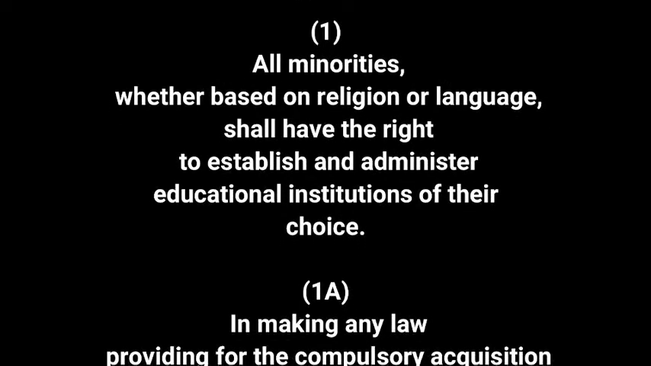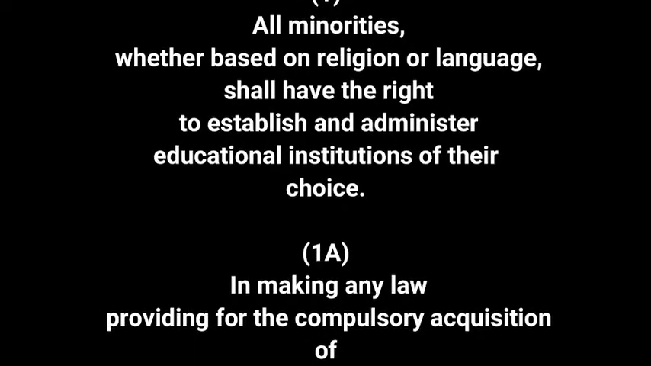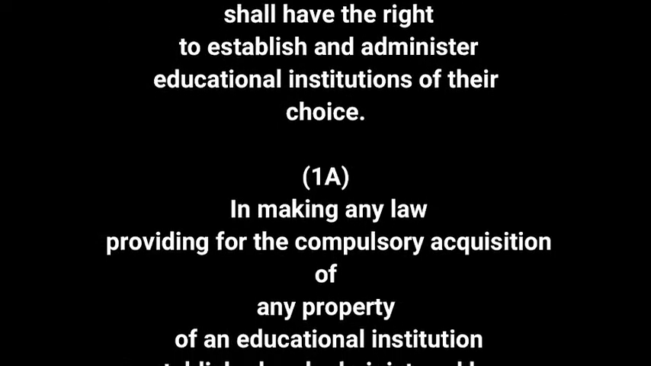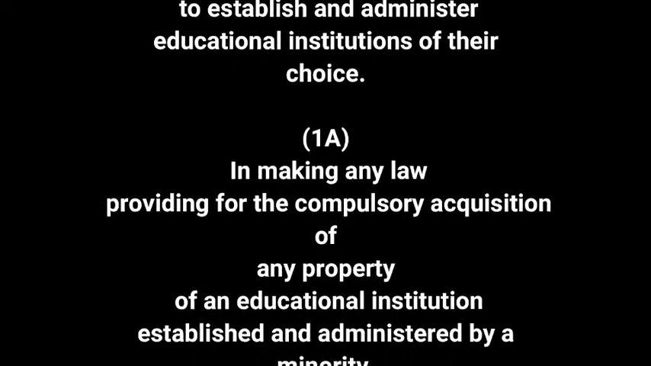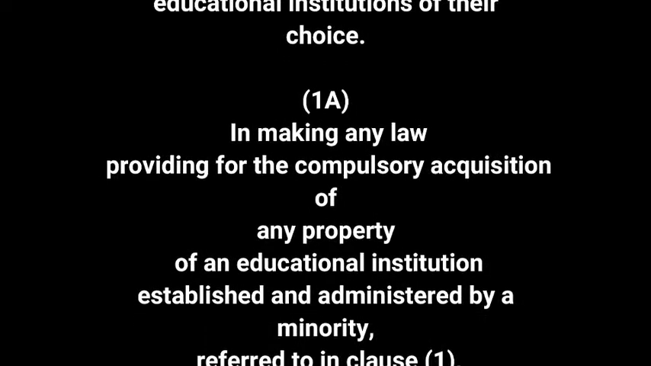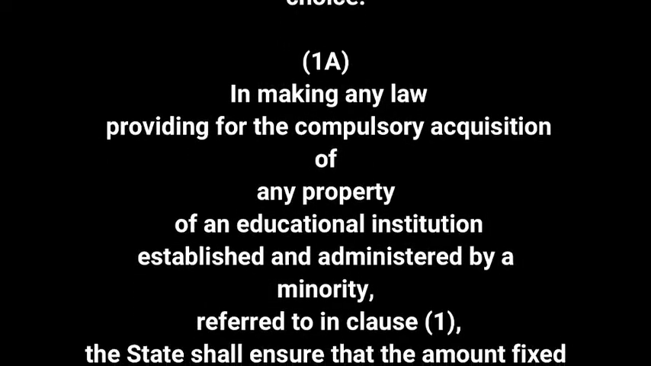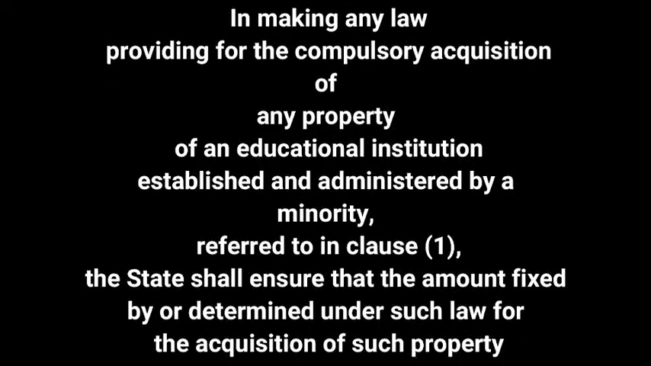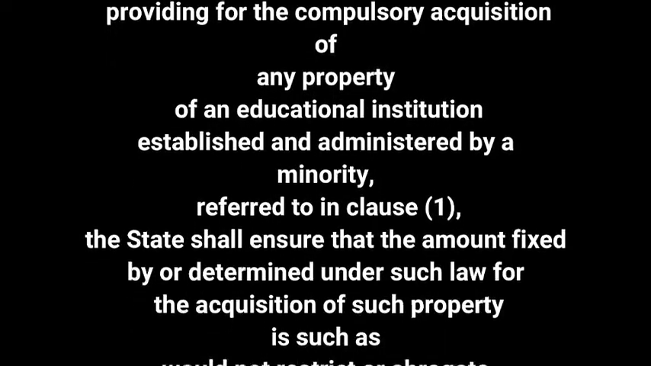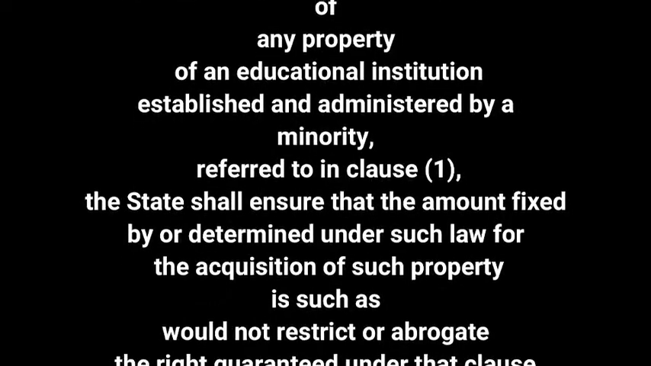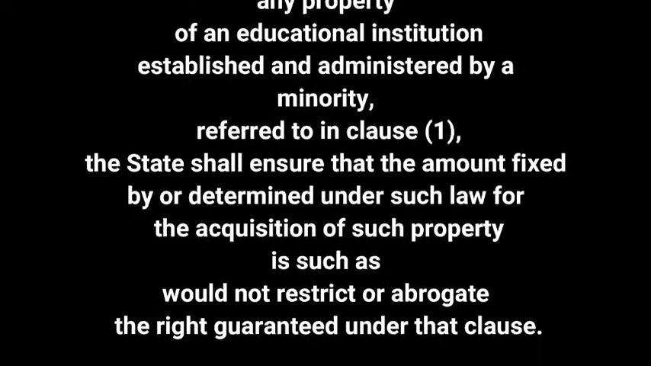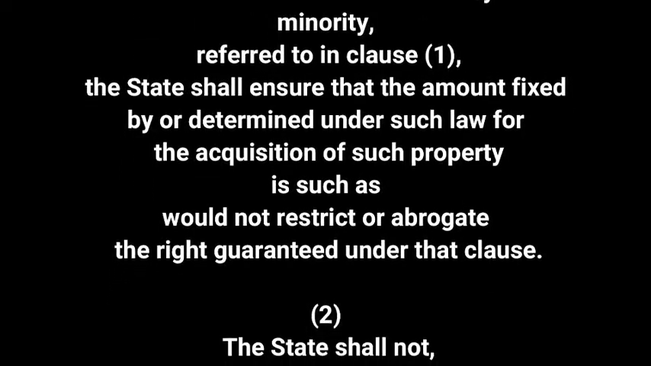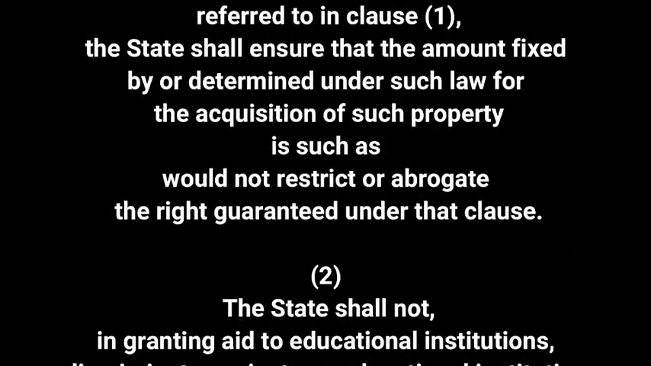In making any law providing for the compulsory acquisition of any property of an educational institution, established and administered by a minority, referred to in Clause 1, the state shall ensure that the amount fixed by or determined under such law, for the acquisition of such property, is such, as would not restrict or abrogate, the right guaranteed under that clause.